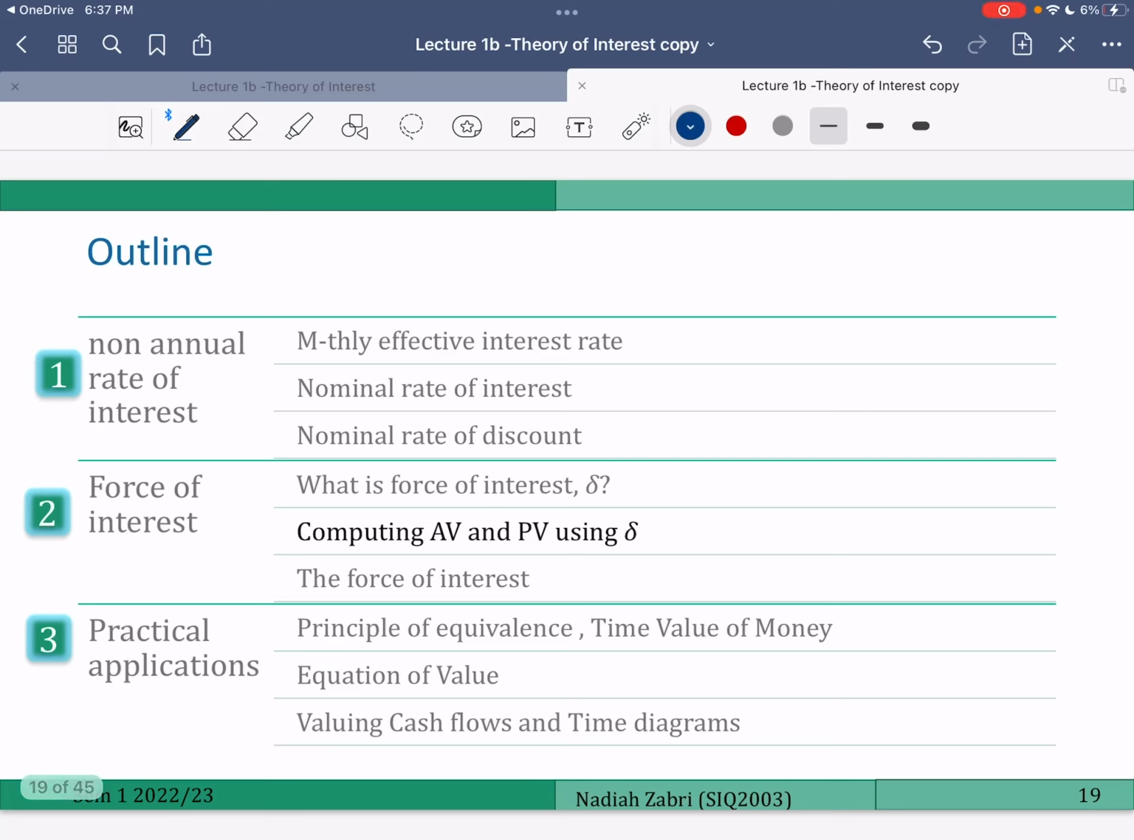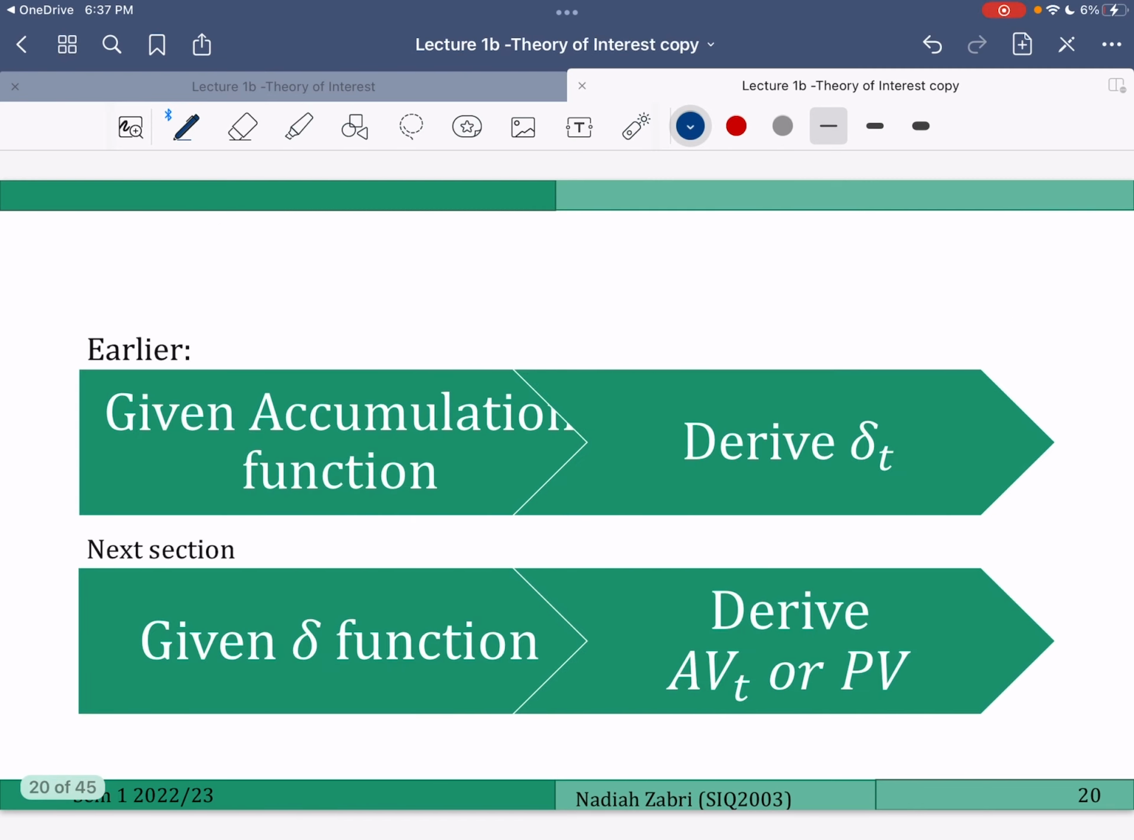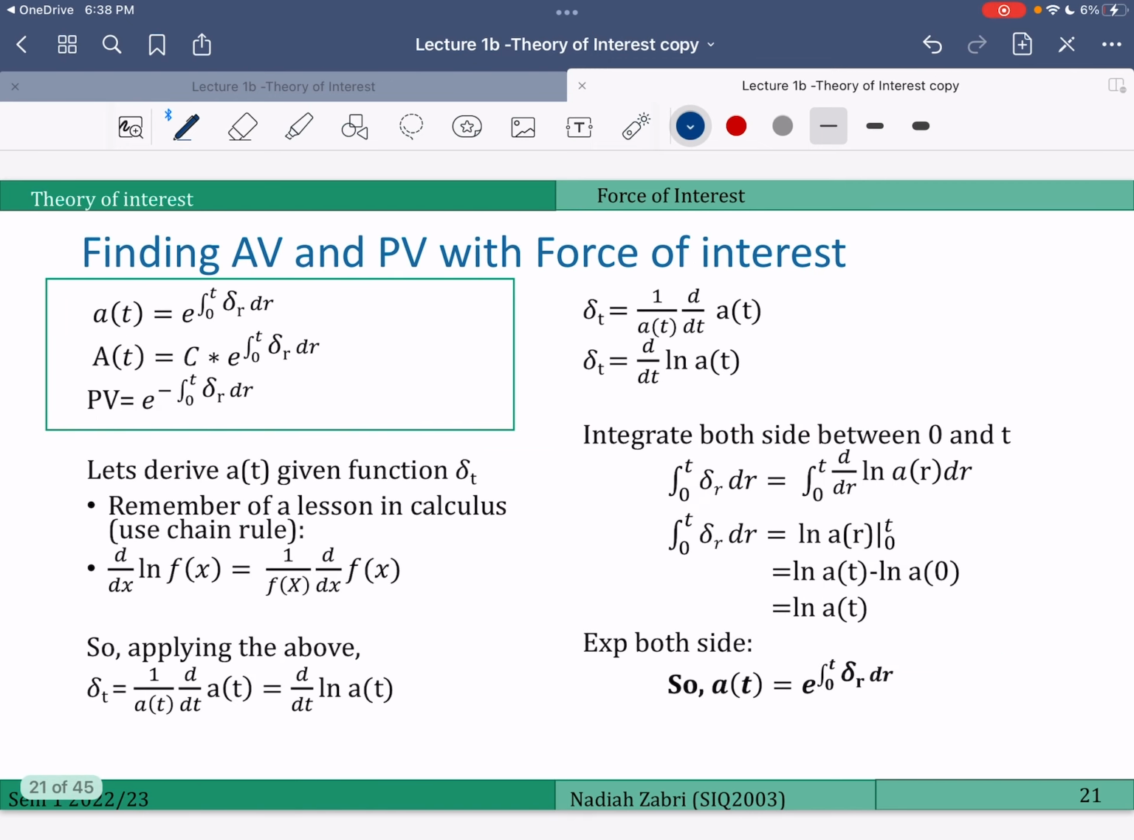Okay, moving on. We want to compute the actual accumulated value and present value using delta. Previously we were given the accumulation function, but we wanted to derive the force of interest at each specific moment. Next section, we will be given the delta function, but we want to derive the accumulation value and also the present value.